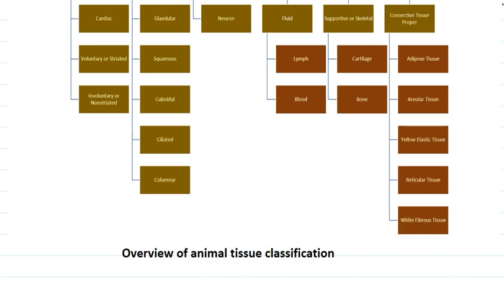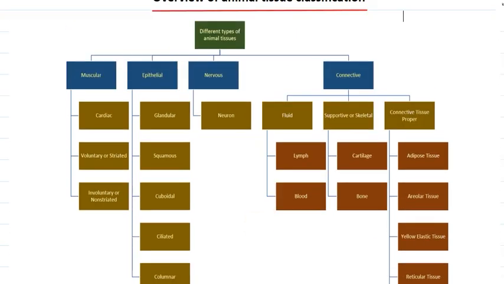Okay. So now just quickly revise everything that we have studied today. We saw different types of animal tissues. Four major types of animal tissues were muscular tissue, epithelial tissue, nervous tissue and connective tissue. So under muscular tissue there are three types, that is cardiac muscles, voluntary or striated muscles, involuntary or non-striated muscles.